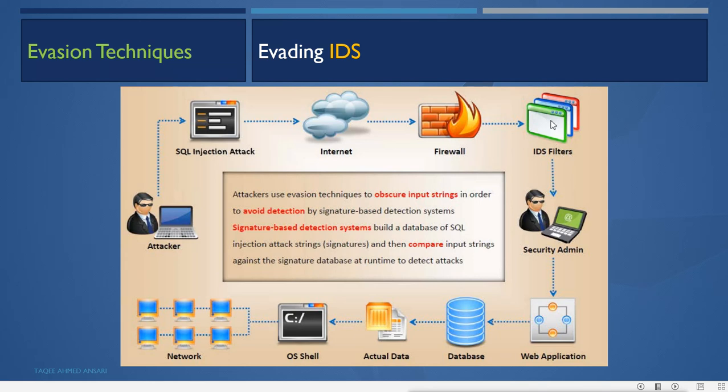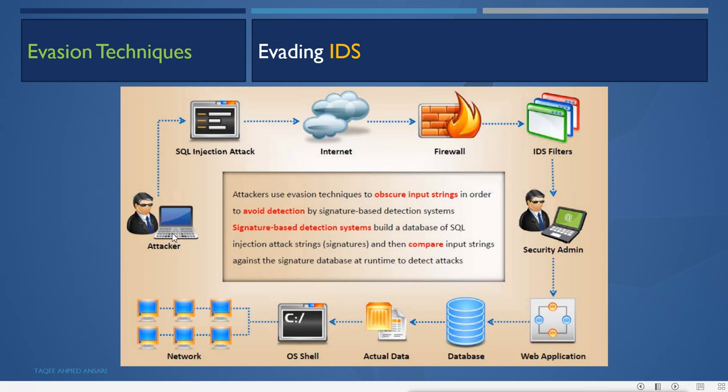Now what do these IDS filters do? When the query comes into this IDS filter, it will hash that query, and whatever value comes, it will try to compare that value with the signature database of itself. If the signature matches, that means the hash matches, then it will say that this is not a genuine query, this is an attack, and it will do what it is designed to do. Basically, it will drop the packet, it will not forward the packet ahead, and then it will log the event, generate the alarm, and send the request to the security administrator.